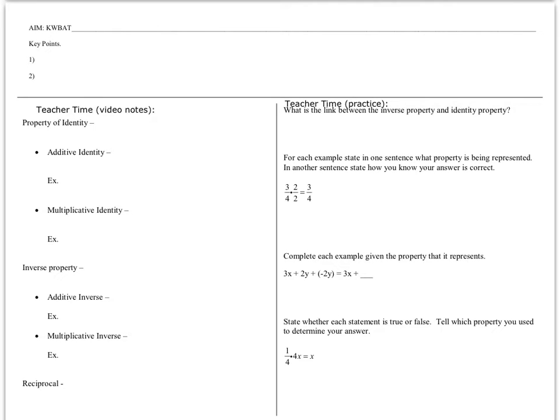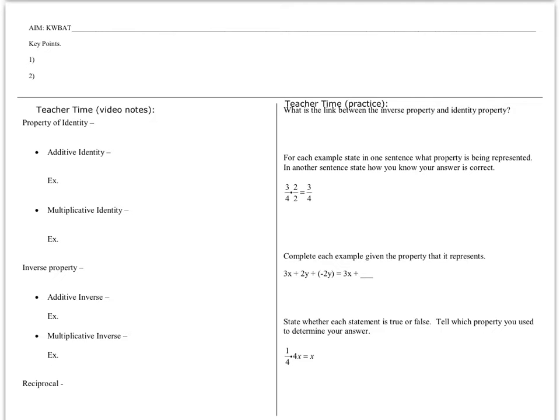You'll see that today's aim says we are going to define and recognize examples and non-examples of identity and inverse properties. This is very similar to the aim that we had yesterday. Yesterday we were just working with different properties. Today we're going to learn about the inverse and identity properties, which you don't have any background with. However, you pretty much already know about them, and you've probably used them 1,000 or more times before. You just didn't know it.